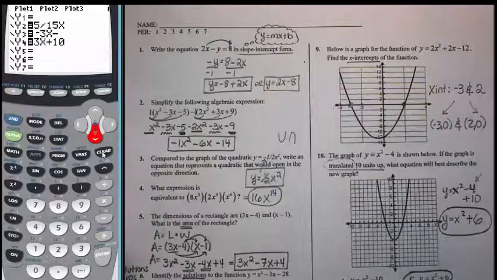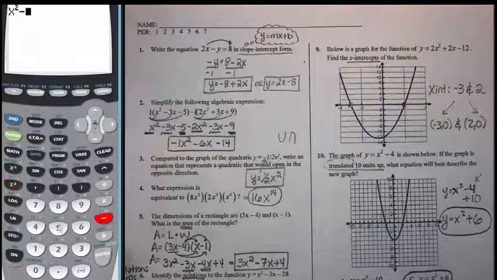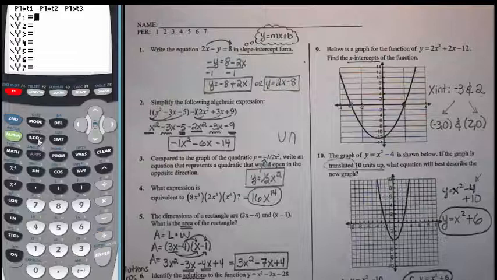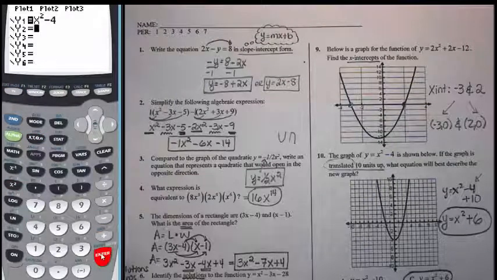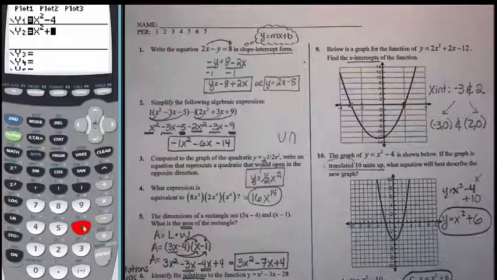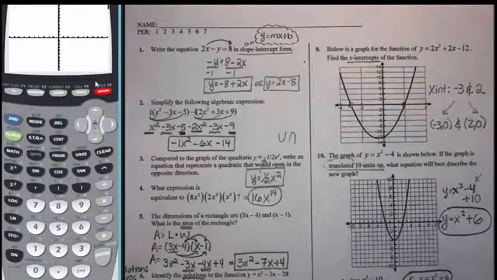Let's go ahead and clear everything we have here by pressing clear. And let's enter these two equations. We started out with x squared minus 4. Whoops, I need to make sure I'm on the Y button. Sorry. X squared minus 4. Enter. And I'm going to do the next equation, which is x squared plus 6. And let's take a look at what the graphs look like. That's my original equation, and that's the second equation that I transformed.